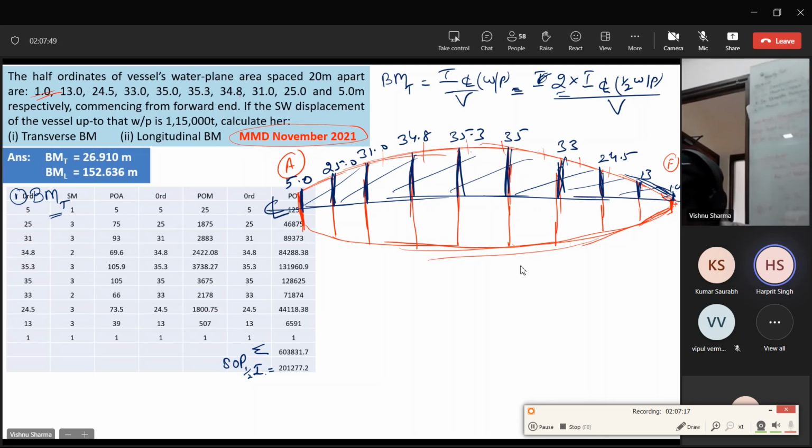So if this were the case, 1 would become 0.5, and 13 would become 6.5. Have you made the table for this question? Yes, sir, already made. Have you got the answers up to SOP of half inertia? Yes, sir.